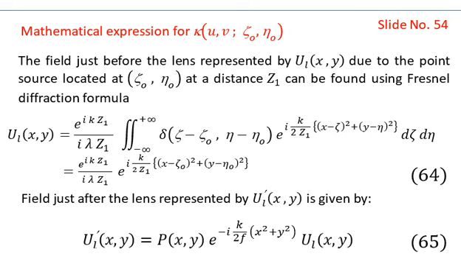So if we solve this integral, that is if you set zeta equal to zeta naught in the delta function and eta equal to eta naught, so that its argument value is equal to 0, the integral will vanish, and you will get the second row in equation number 64, which is e to the power i k z1 over i lambda z1 into e to the power i k over 2 z1, and within the curly bracket we have x minus zeta naught squared plus y minus eta naught squared.